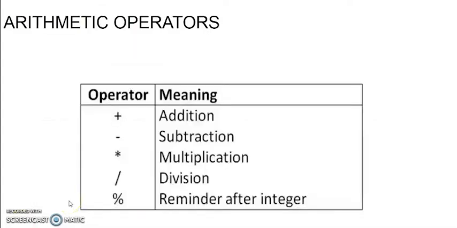Now let's start with the operators. The first type is arithmetic operators. Plus means addition, minus means subtraction, asterisk means multiplication, slash means division, and modulo means remainder. The difference between division and modulo operator is that division gives the quotient and the modulo operator gives the remainder.